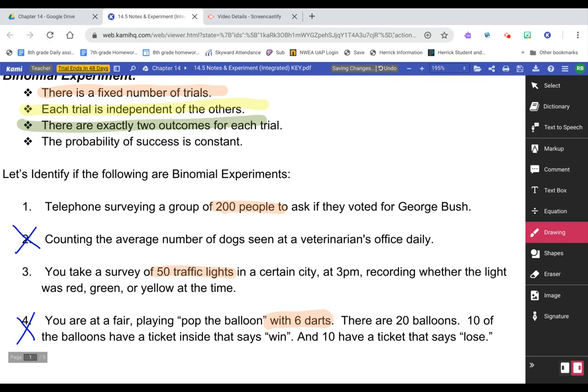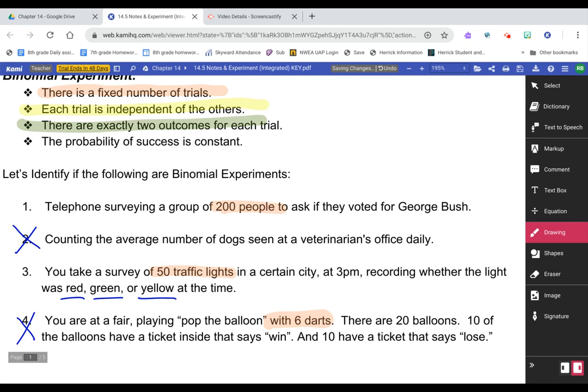The third bullet point says that there are exactly 2 outcomes for each trial. So for the experiment number 1, when we're asking if they voted for George Bush, there are only 2 outcomes. The answer is either yes, you did, or no, you did not. So that meets. Number 3, we are looking at the traffic lights, and they're going to either be red, green, or yellow.